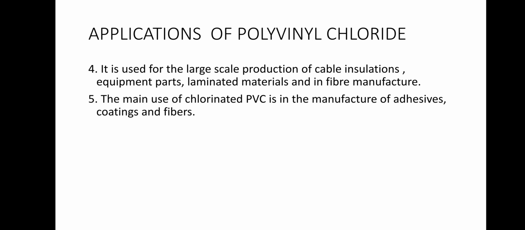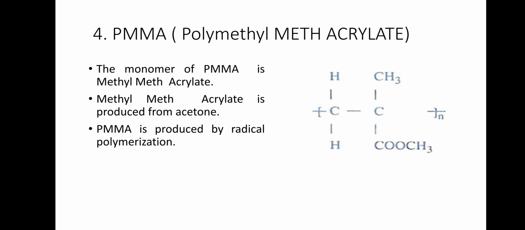PVC is used for the large-scale production of cable insulations, equipment parts, laminated materials and in fiber manufacture. The main use of chlorinated PVC is in the manufacture of adhesives, coatings and fibers.